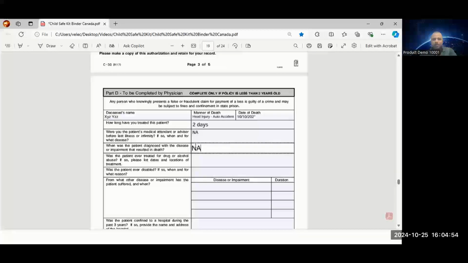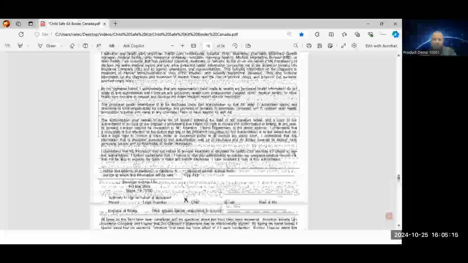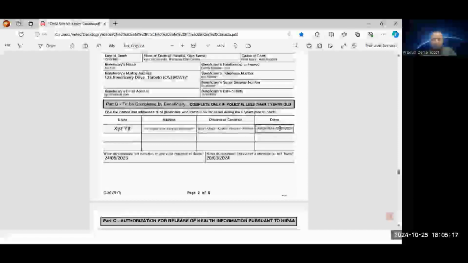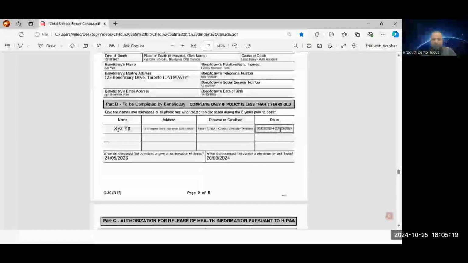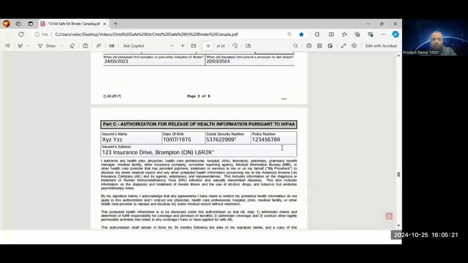All right. So was the patient ever treated for drug or alcohol abuse? If yes, please list dates and locations. In this case, it's not applicable. Was the patient ever disabled? If so, when and for what reason? Okay, so not applicable because the patient was discharged within 2 days of being in the hospital. So that was on the 22nd of March, 2024.